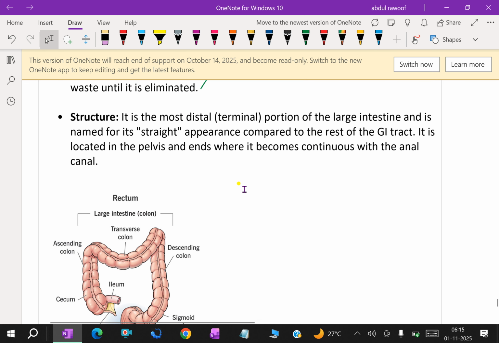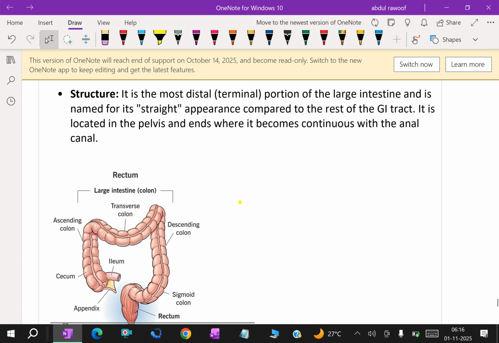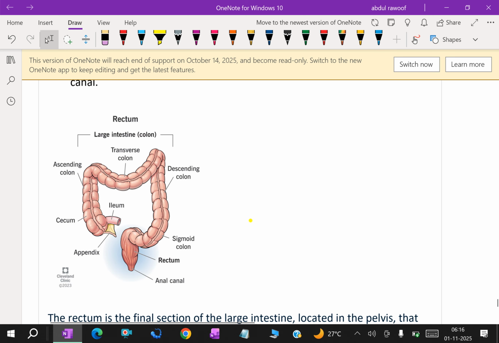Structure. It is the most distal terminal portion of the large intestine and is named for its straight appearance compared to the rest of the GI tract. It is located in the pelvis and ends where it becomes continuous with the anal canal. This is the large intestine, colon. Look at this, separately shown. Cecum, transverse colon, ascending colon here, transverse colon, descending colon, sigmoid colon, and rectum and anal canal.